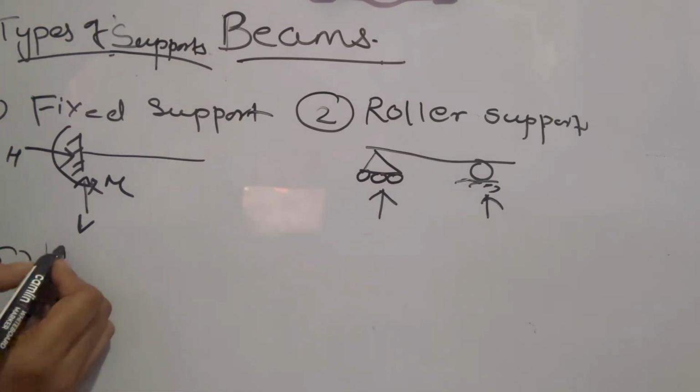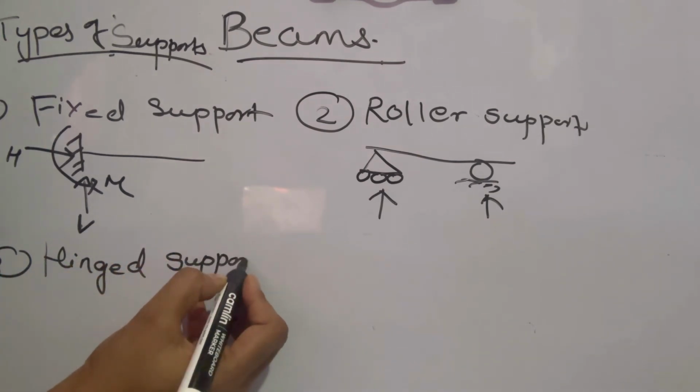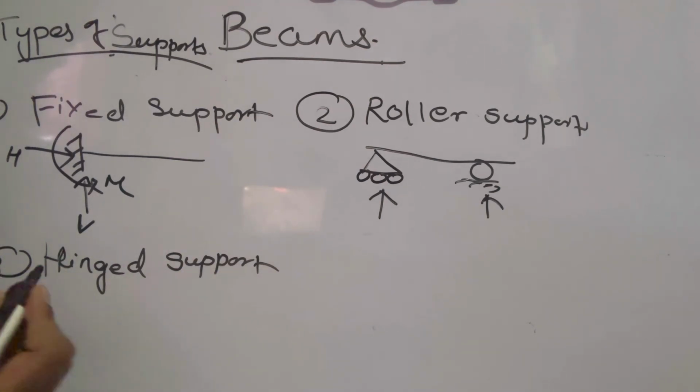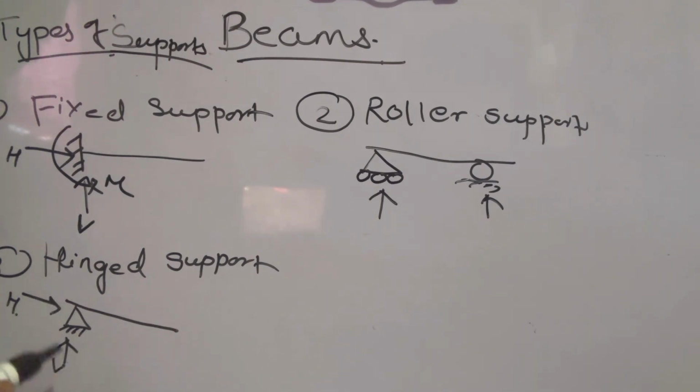Then the third one we have is a hinge support. What is a hinge support? Hinge support means it will have rotation, but it will not move in the horizontal and the vertical direction. So it will have two support reactions, that is the horizontal and the vertical. And the hinge support will be denoted like this. So this is a hinge support, and you have two reactions at the hinge support, that is the horizontal and the vertical. So this is your hinge support.